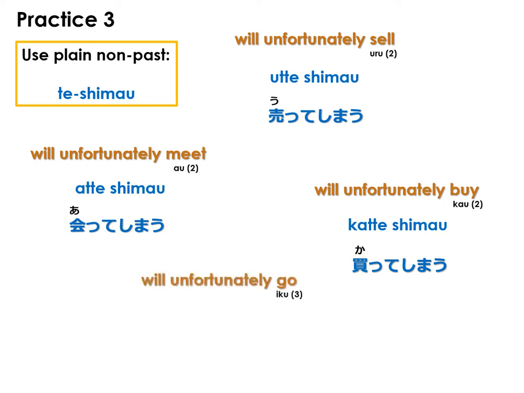Next one, will unfortunately go. Answer in Japanese, itte-shimau. You can say this when you're running late, and if you don't make it on time, the bus will leave.